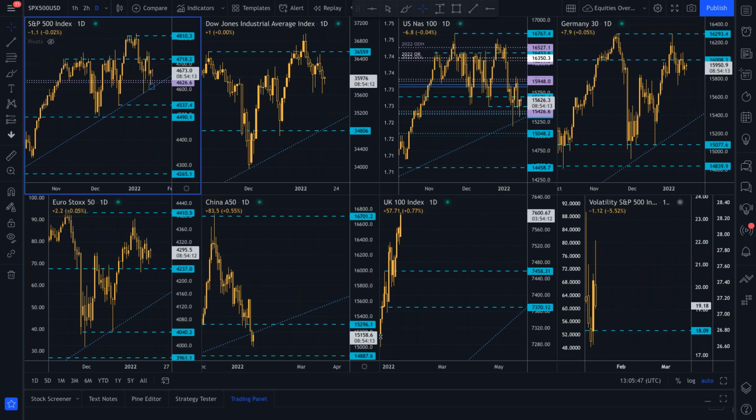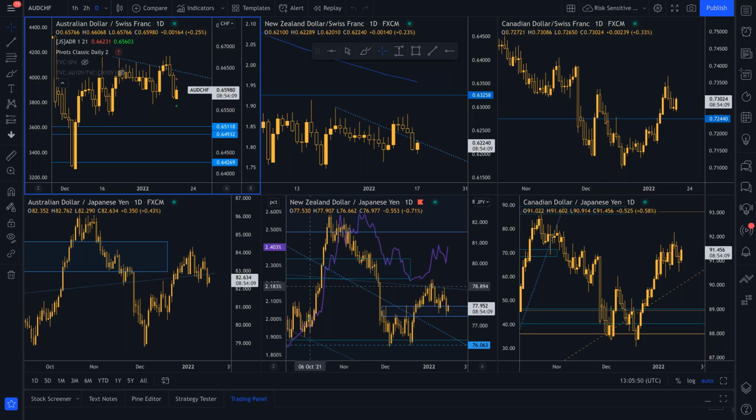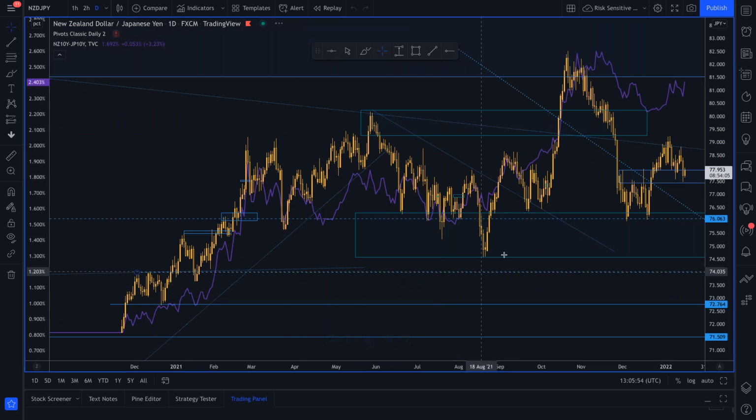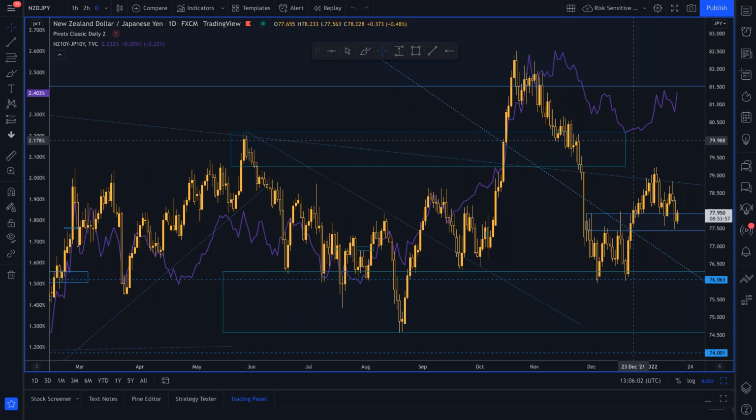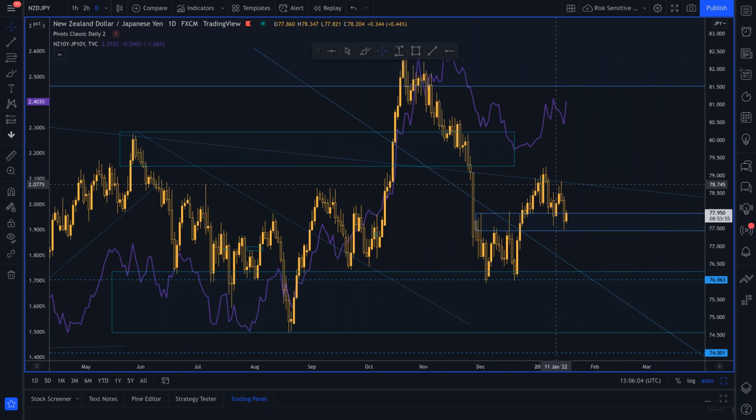Also, one last thing I want to share with you is, don't forget risk positive pairs. New Zealand, we do have a medium term upside bias in New Zealand dollar yen. That is suitable for buying at market, stops just below 77.35. There's no guarantee, obviously, like life, that that level's going to hold, but that's looking quite robust.